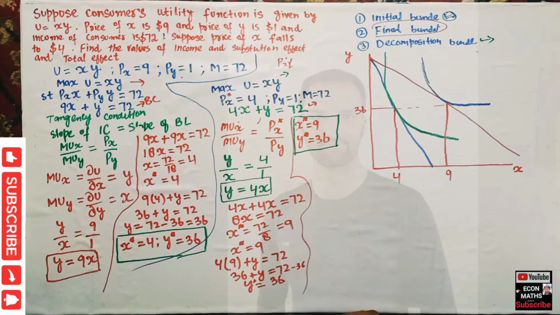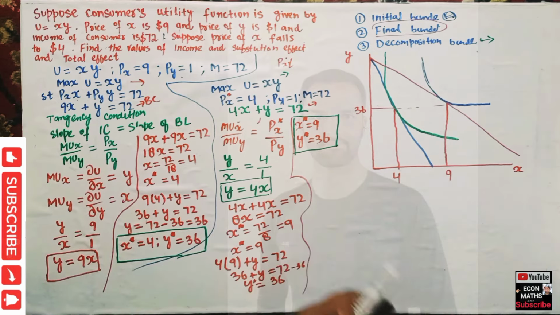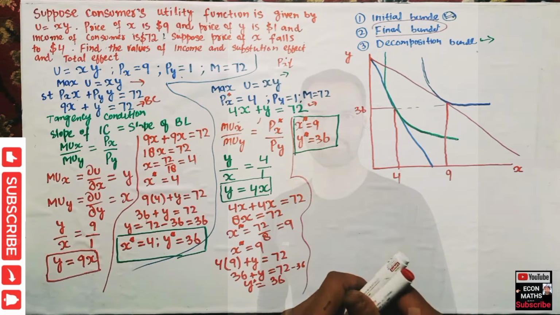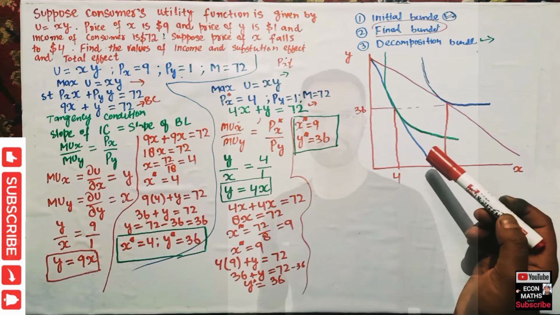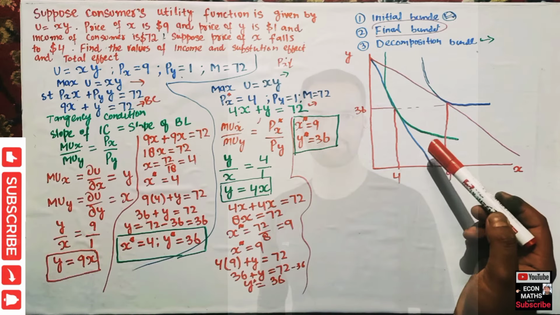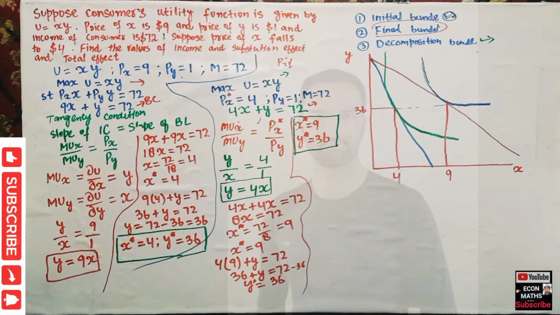why will this decomposition bundle be drawn? It is on the original indifference curve. Our decomposition bundle will lie on our original indifference curve, which is this green indifference curve, but it will be tangent to our budget line with the slope of the final budget line. That means it will look like this.